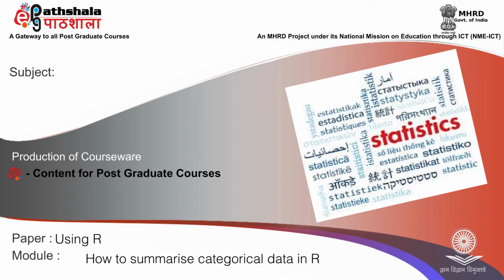So three basic things that we need to talk a little bit about. First of all, what is categorical data? What is meant by summarizing? And why it is important to summarize categorical data? And what about R for that matter?